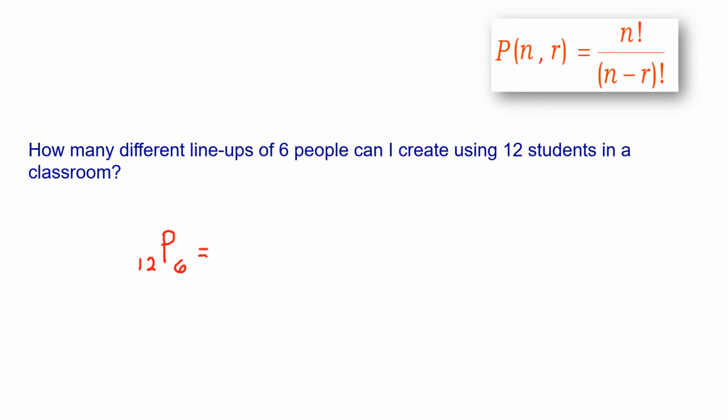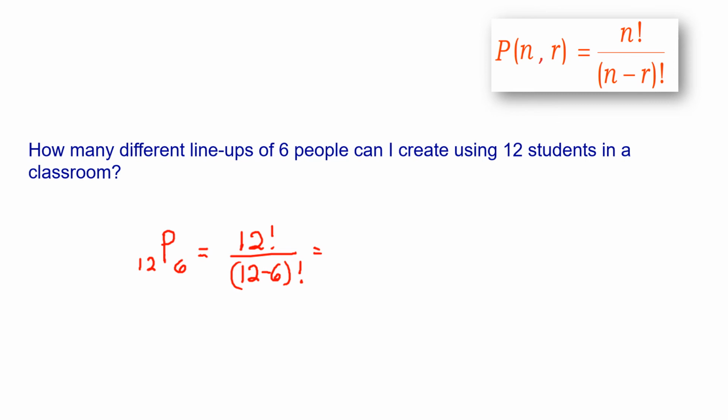So I'll use this notation with the capital P and then the little 12 and the 6, meaning I've got 12 students to choose from, but I'm only choosing 6 and I'm lining them up. How many different ways can we do that? Well, we'll use the formula. So 12 goes in for n and 6 goes in for r. So we have 12 factorial on the top, 12 minus 6 factorial on the bottom.